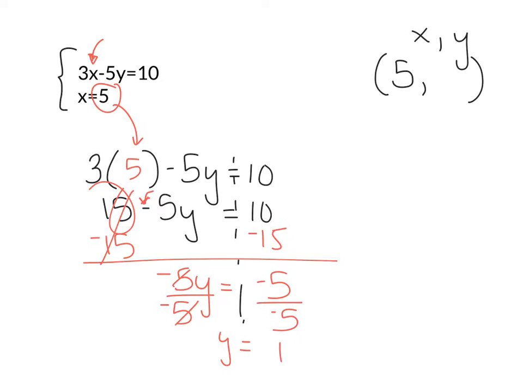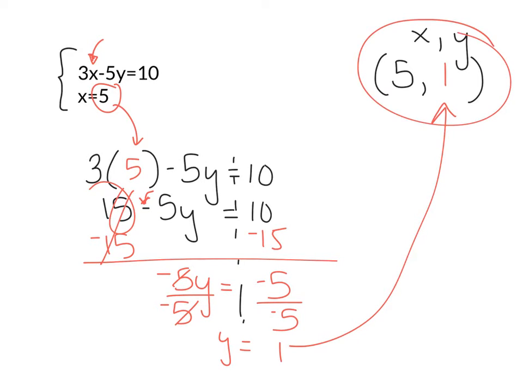Therefore, y is equal to positive 1. Put this up here, so these two lines cross at the ordered pair (5, 1).